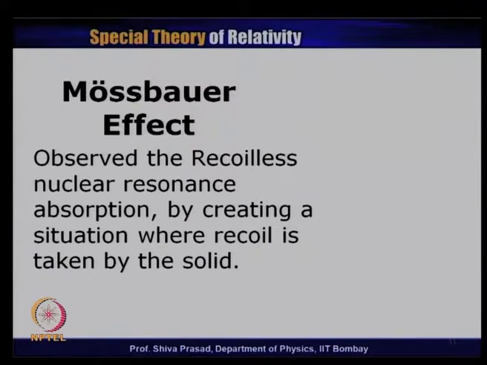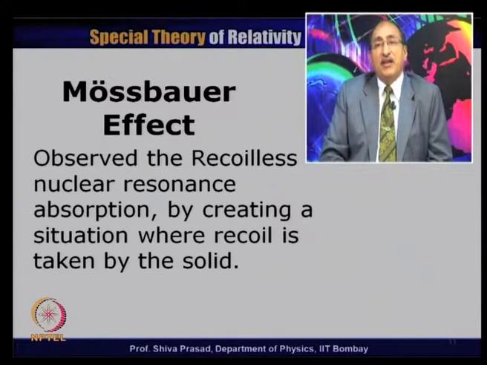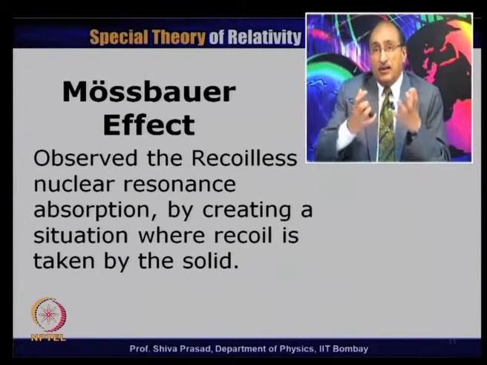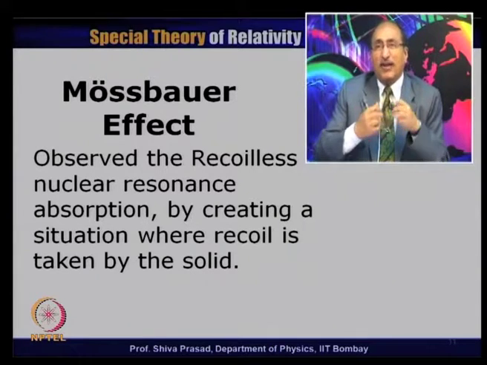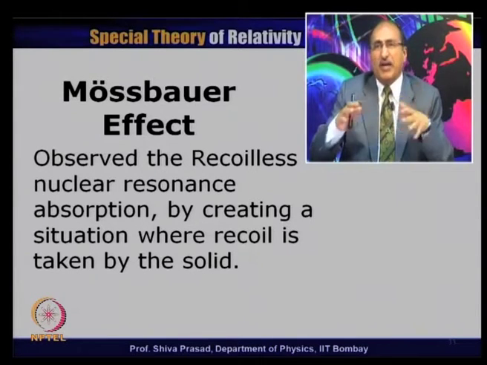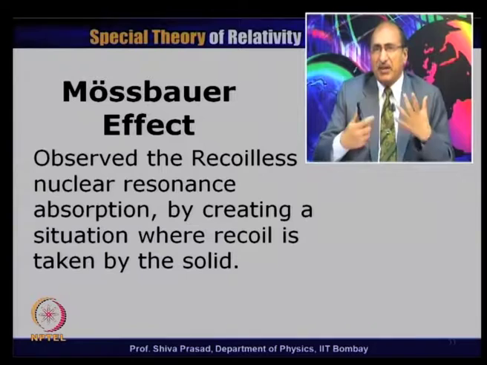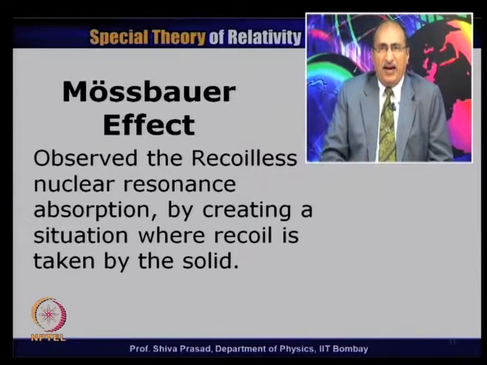At a much later time, Mossbauer observed that in certain situations he can create a situation in which the total recoil is taken by the solid, and the recoil can essentially be neglected, made essentially recoilless. When he observed this, he in fact got the Nobel Prize for it. He could see a recoilless emission.